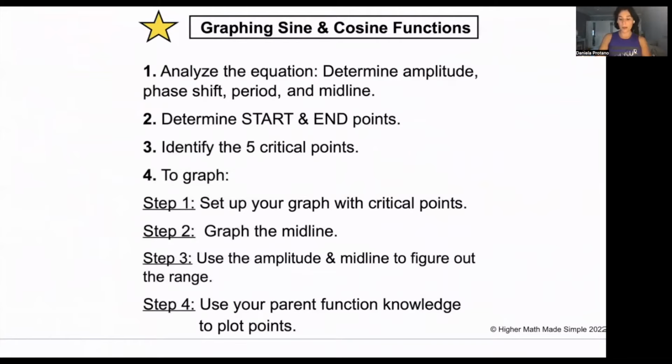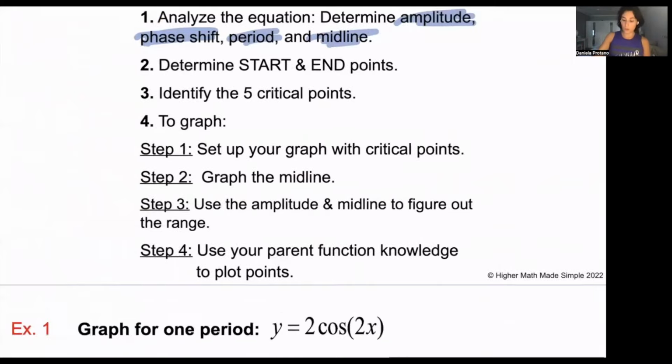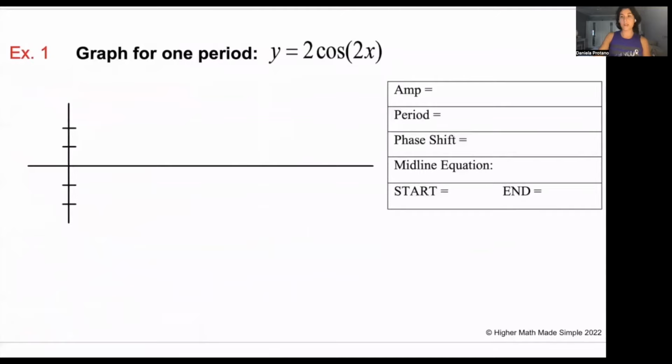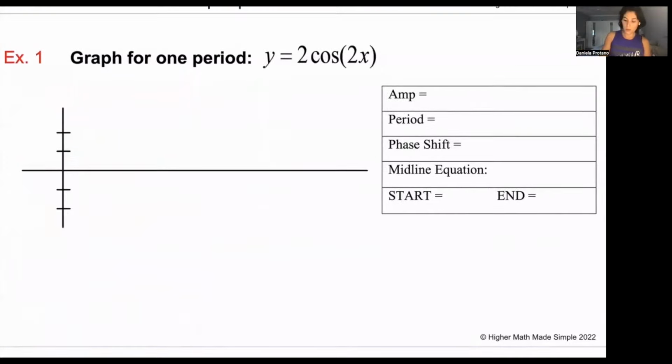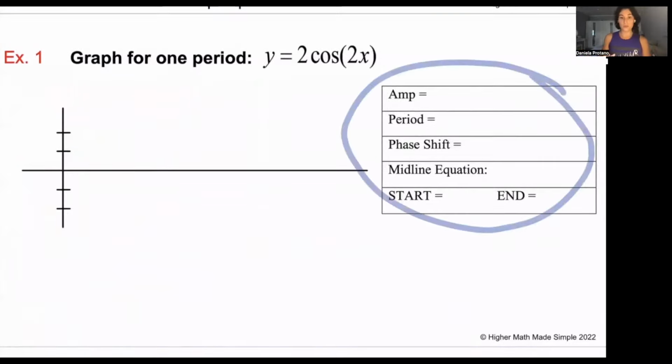I will be referring back to this. So first step is we're going to analyze the equation. What we're going to need is the amplitude, the phase shift, the period, and the midline. That is it. That is all you need, only those 4 things in order to get started. So let's take a look at a cosine function, y equals 2 times cosine of 2x. If you want, you can absolutely use this grid whenever you're taking a quiz or a test. I think people like the organization.